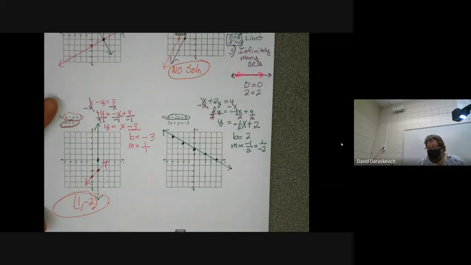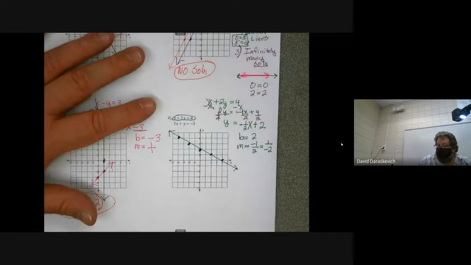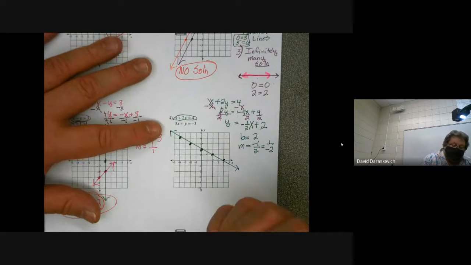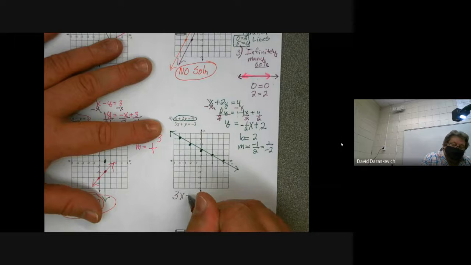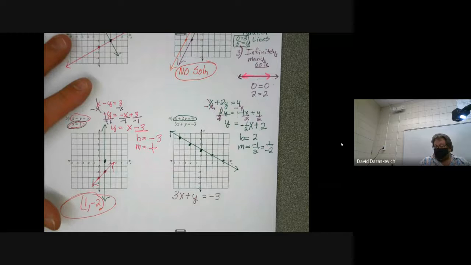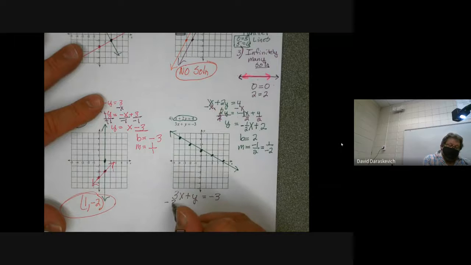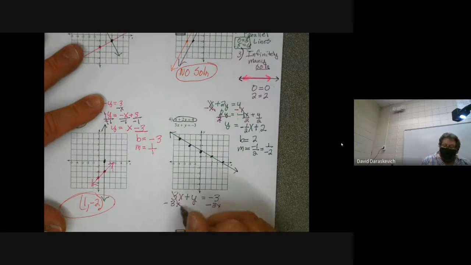Okay, now I got to solve for y in this one. So I'm going to put it down here. Let's try a different color. 3x plus y equals -3. This one's not too bad. It's only a one-step equation here. Subtract 3x from both sides to get y by itself. I get y equals, don't combine those, -3x minus 3.